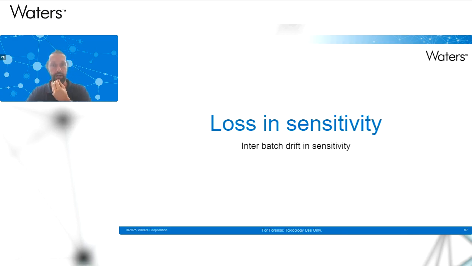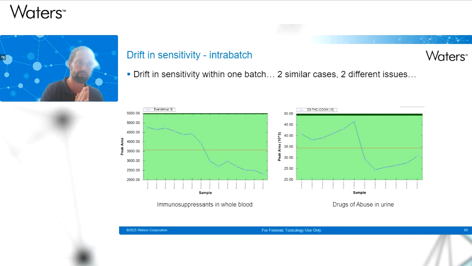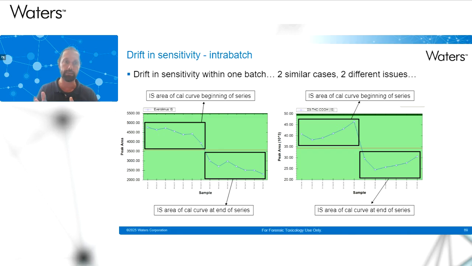So there's also another example, and this is about a drift in sensitivity within one series. We have two examples over here. On the left-hand side, we can see the immunosuppressants in whole blood. On the right-hand side, a drugs of abuse method in urine. What we are seeing is that a calibration curve was injected at the beginning of the series and at the end of the series. And in both cases, the sensitivity of the internal standard is lower at the very end of the series. So two similar cases, but two different issues that were going on.